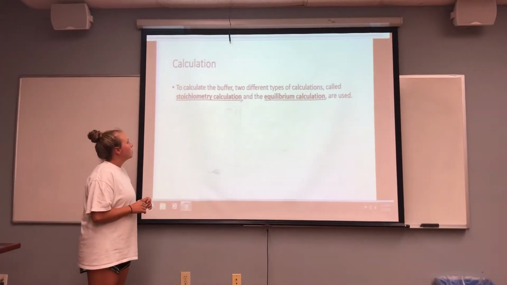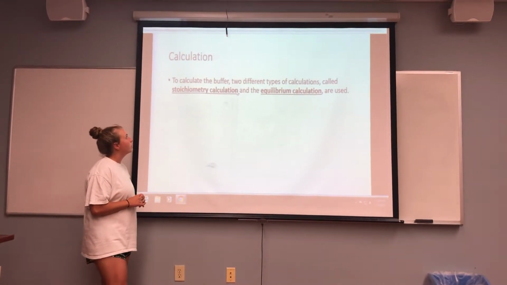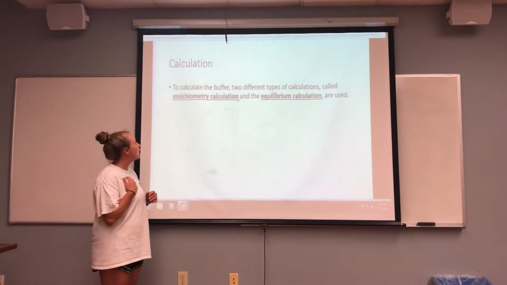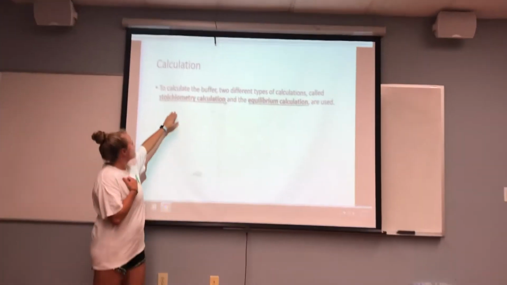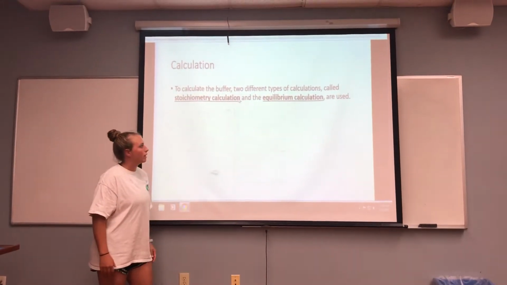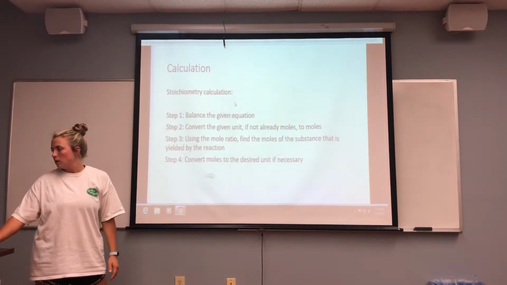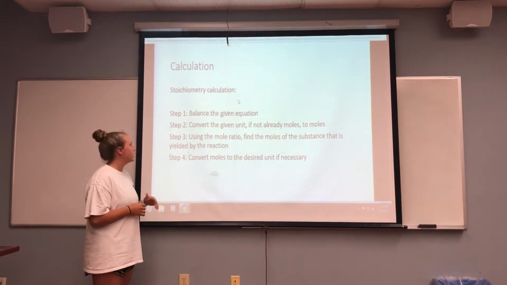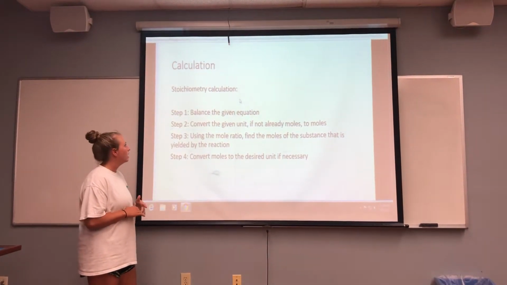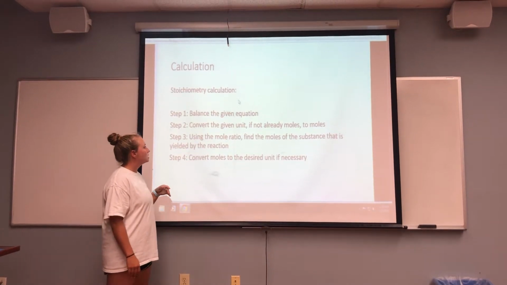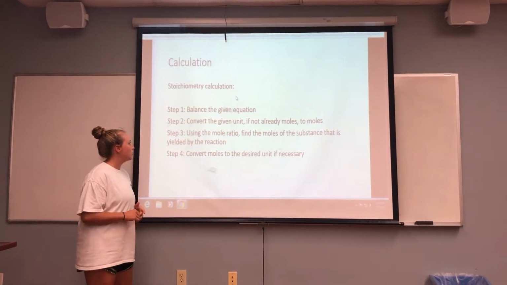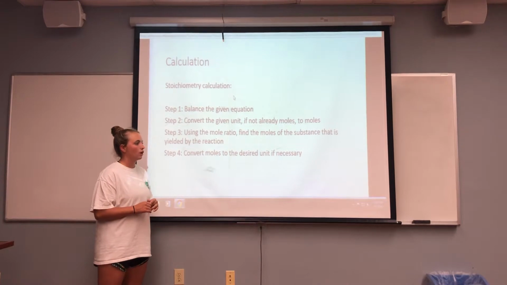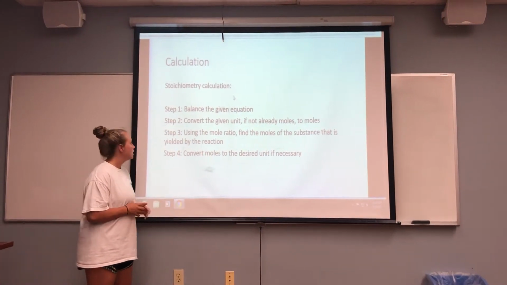To calculate the buffer capacity, 2 different types of calculations can be used: the stoichiometry calculation and the equilibrium calculation. In the first type of calculation, there are 4 general steps to simplify it. The first step, you'll balance the given equation. The second step, you'll convert the given unit, if not already moles, to moles.